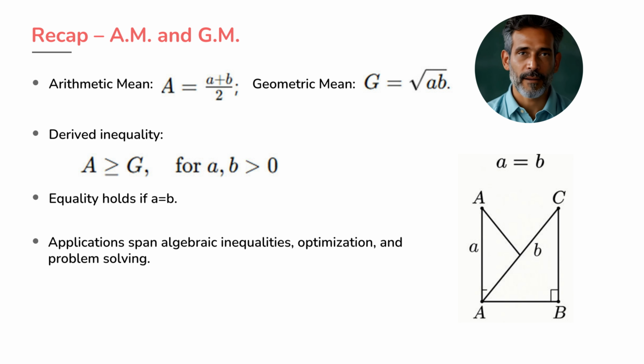Let's recap quickly. For two positive numbers a and b, arithmetic mean is (a + b) divided by 2, and geometric mean is square root of ab. We proved that A is always greater than or equal to G, with equality only if a equals b. We checked a numerical example, explored why the inequality matters, and solved a problem where A and G determine the numbers themselves. That's the power of the A.M.G.M relationship. A simple formula, but a cornerstone of inequalities, optimization, and algebra.